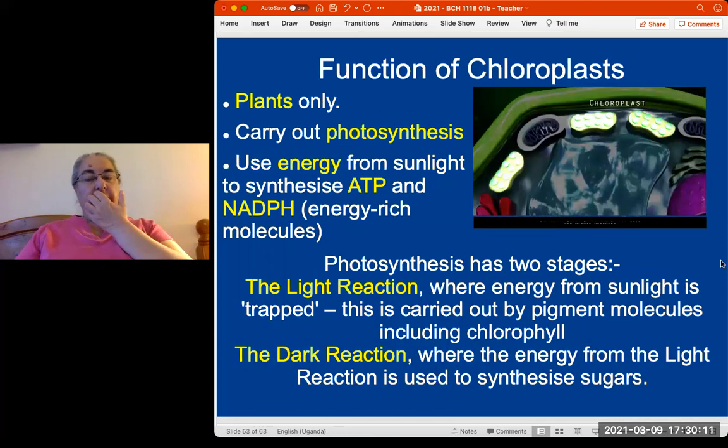So the third structure in plants is chloroplasts. So again, these are structures which only plants have, and these are the structures which carry out photosynthesis using energy from sunlight to synthesize ATP and NADPH, which are energy-rich molecules and which can then be used to make other molecules.